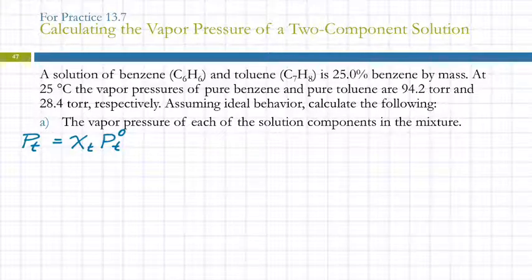We'll just start with toluene. To find the vapor pressure of the toluene, we need to find the mole fraction of toluene and the vapor pressure of toluene by itself. Well, that was given to us, right? Toluene was the second one, so this is the vapor pressure of toluene: 28.4 torr.